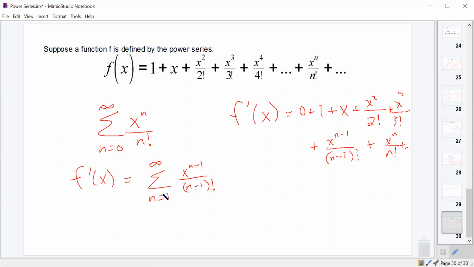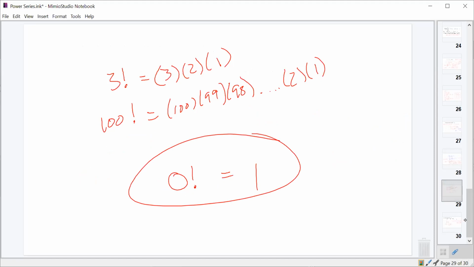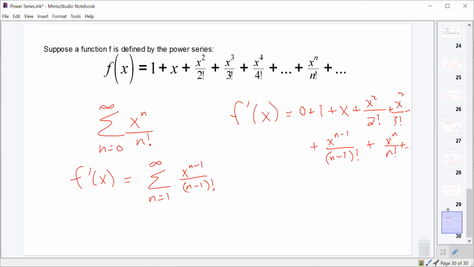Well, if I think about that, what do I get here when I plug in 1? I get x to the 0, which is 1 over 1 minus 1, which is 0 factorial. Something of note here is 0 factorial is defined as 1. That's an important fact that you're going to need to know for the rest of your life. 0 factorial is defined as 1. So the first term is actually just the 1, right? The 0, we don't worry about. And so it's really the exact same series. This could be rewritten as the sum from n equals 0 to infinity of x to the n over n factorial.